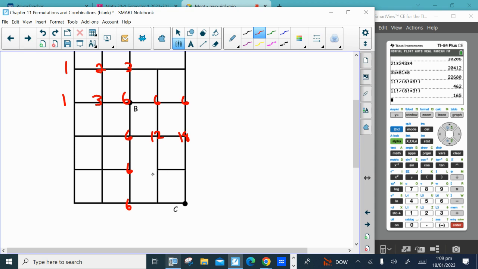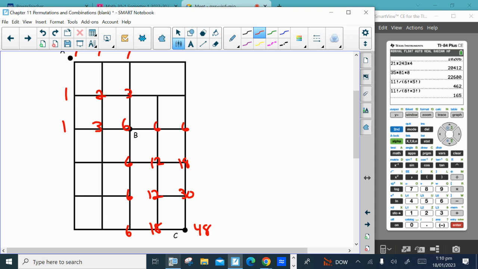The only way you can get to this part right here is from directly above. So those numbers are the same. It's part of the same path. But to get to this point, you can either come from above or from the left. So 12 and 18 is 30. To get to this point down here, there's 2 ways you can get there, from above or from the left. So you're going to add the 6 and 12 together and get 18. And then finally, 38 and 18 is 48. And there's the answer to the number of paths that can be followed to get from A to C, where you must go through B. Okay?